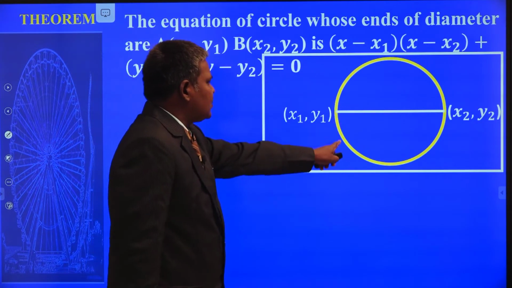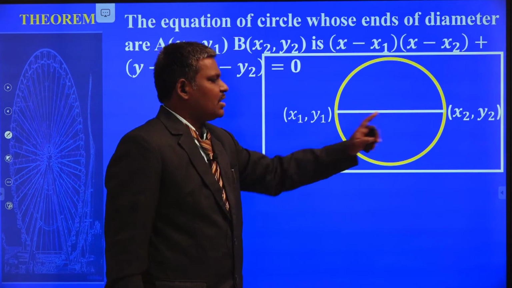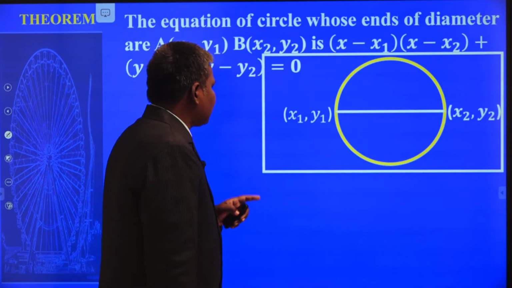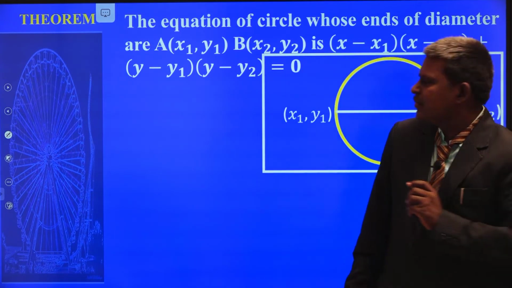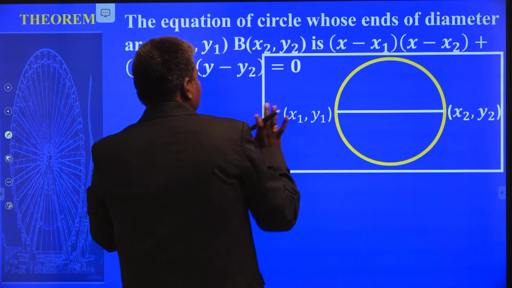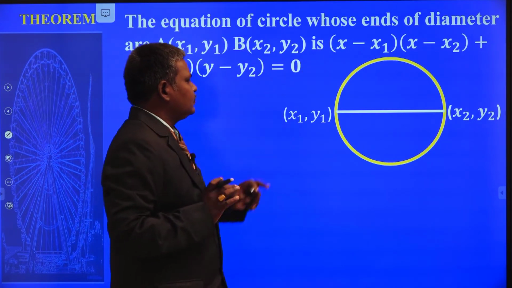Okay. This is your circle. This is one of the diameters. Its ends are given to you. Their coordinates are respectively (x1, y1) and (x2, y2). So with the diagram itself, you have to prove how to prove this one?